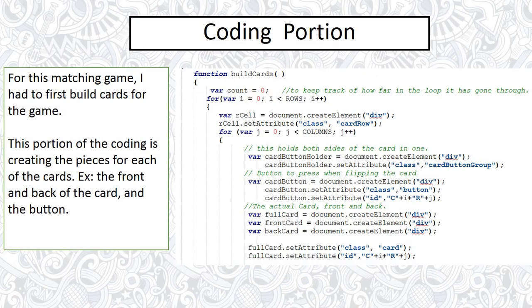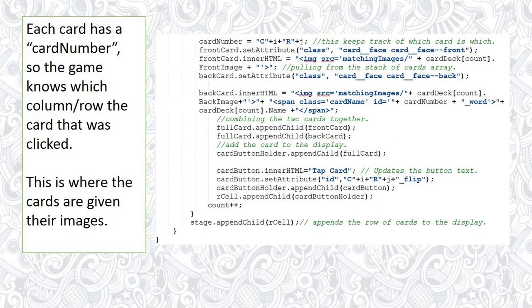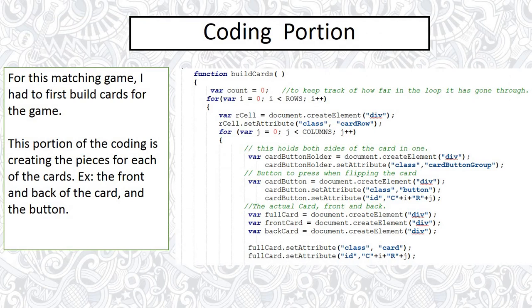For this matching game, we first have to build the cards for the game. This code here is going through and sending out the different pieces that we need to create the front and the back of the card. This part is creating all the variables for it, and we're going to create elements to help us do this part.